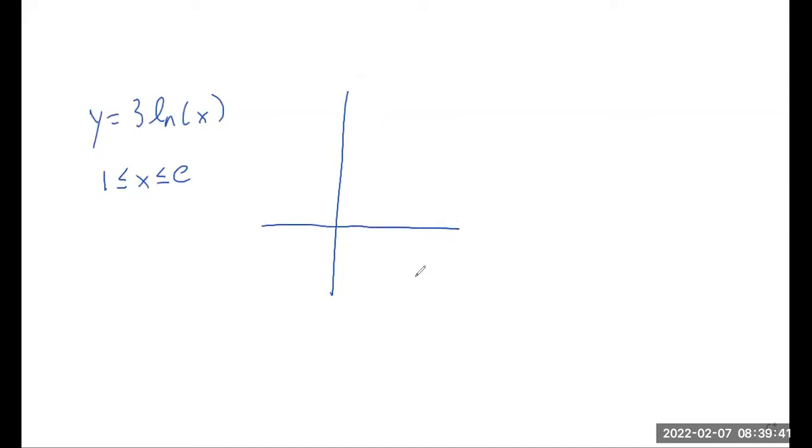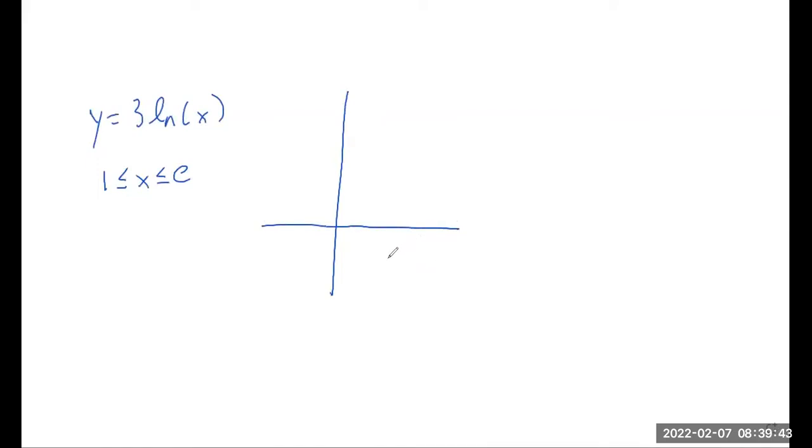All right, so let's take a look at this problem. So we've got y equals 3 natural log of x, and we're going from 1 to e. All right, so before I go too much further, everybody sees the whiteboard? Thumbs up? Yes. Yeah, I can see it. Okay, cool, thank you. I'm going to start just on the graph of this thing.